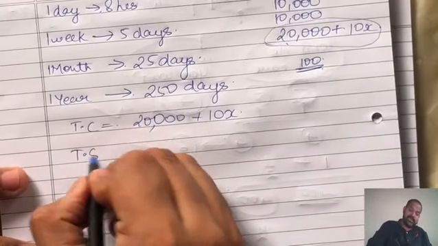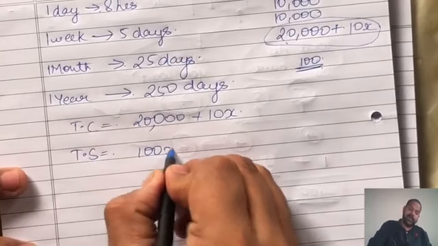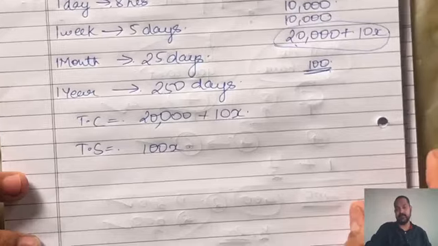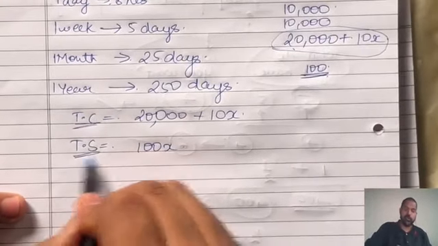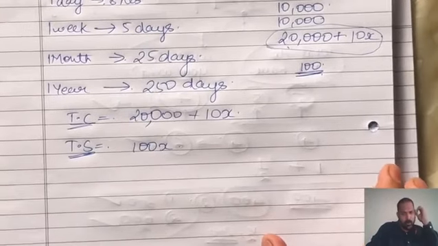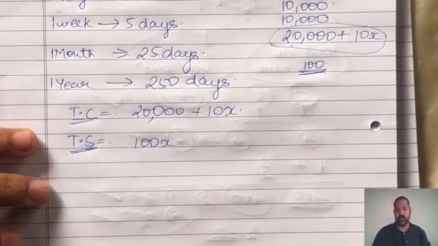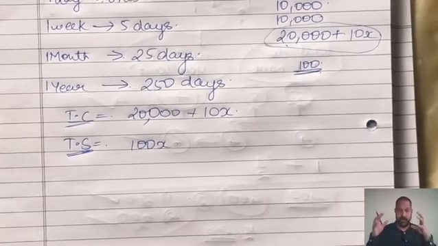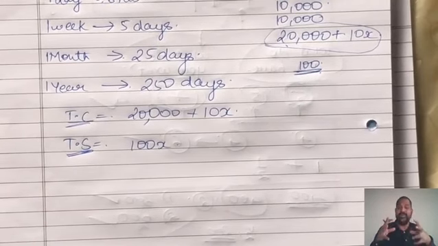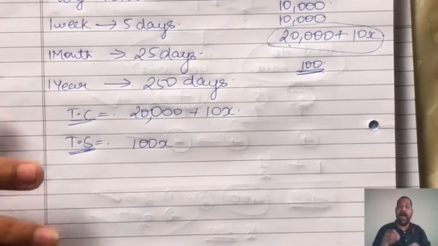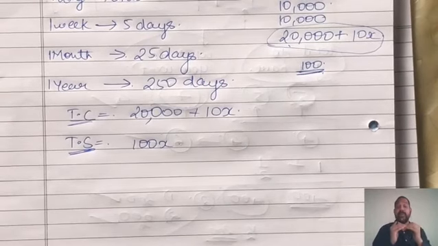And my total sales is 100 into the number of units that I make. I am going to equate the total cost with the total sales. What do you mean by total cost and total sales equal? Well, what I am trying to say is whatever I have produced, I have pulled it back with the sales. I am on an equilibrium. I am neither in profit nor loss.